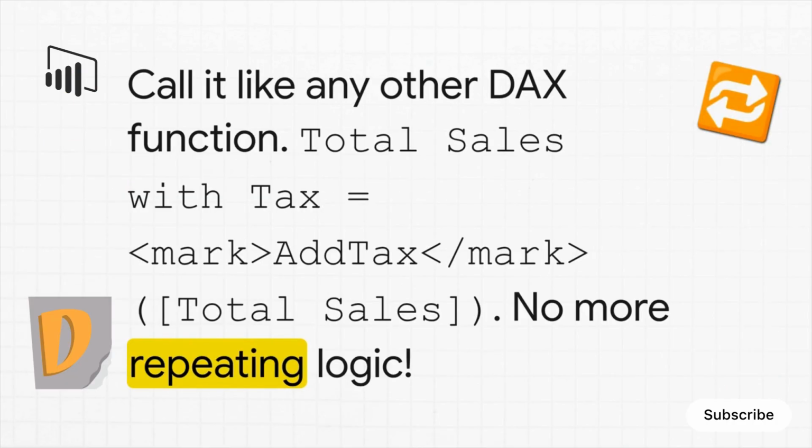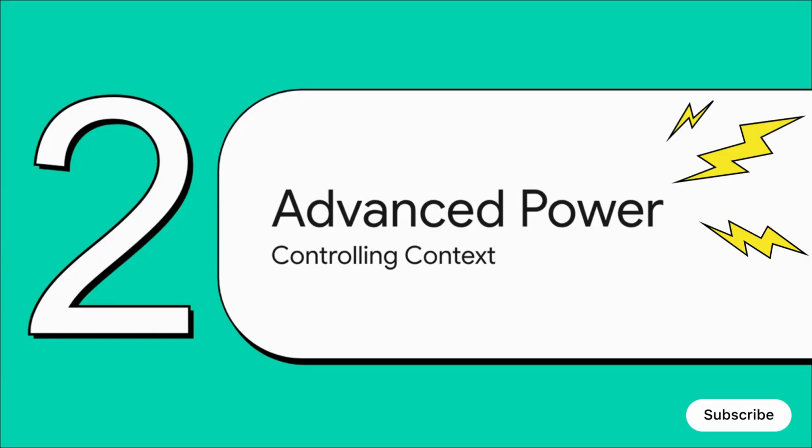And here's the best part. Using it is a piece of cake. You just call it by name, just like you would sum or average. So in our measure, we just write add tax and pass in our total sales measure. See how clean that is? No more multiplying by 1.1 scattered all over your model. So much better. All right, so simple stuff is cool, right?